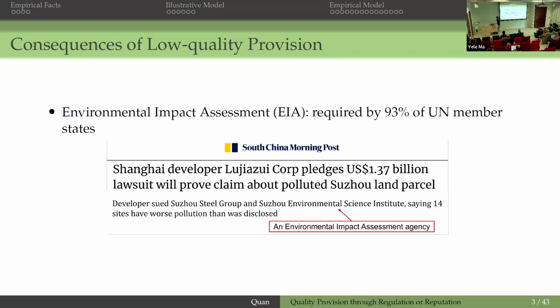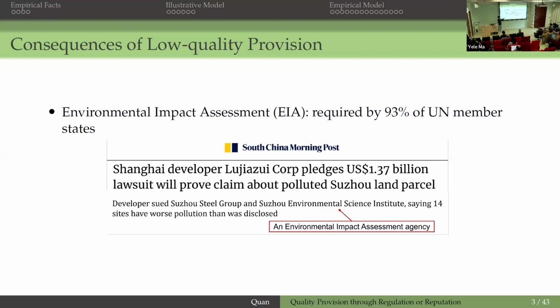First, I want to show you an example of the consequences of low quality provision. I will take the example from my paper's context, environmental impact assessment. This industry works like this. Once you want to build a project, either a hospital or any kind of factory facilities, you need to first assess its impact on the surrounding environment. This assessment is not done by yourself. By regulation, you need to seek a third-party professional agency to do this. These agencies are called EIA agencies, and this procedure is required by more than 90% of UN member states. So it's a general procedure.